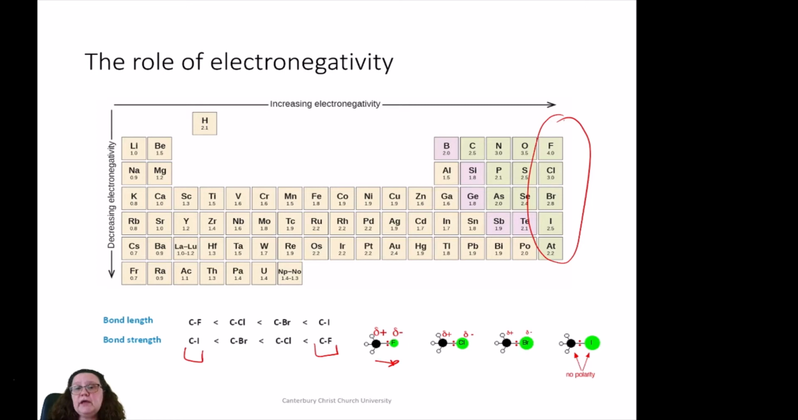And if you compare that with chlorine, which is slightly less electronegative, and bromine, which is even less electronegative, and finally iodine, which is at the bottom of the group and is the least electronegative halogen, you move from a very, very polar bond, in the case of carbon-fluorine, to an almost non-polar bond in the case of carbon and iodine.